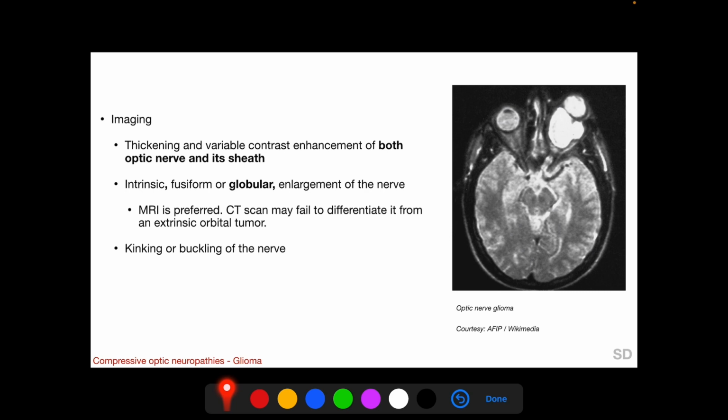Imaging of optic pathway gliomas shows thickening and variable contrast enhancement of both the optic nerve and its sheath. There is intrinsic enlargement of the nerve which may appear globular or fusiform. MRI is the preferred modality of imaging because CT scan may fail to differentiate it from other orbital tumors, and characteristically there is kinking or buckling of the nerve resulting from intrinsic enlargement of the nerve.